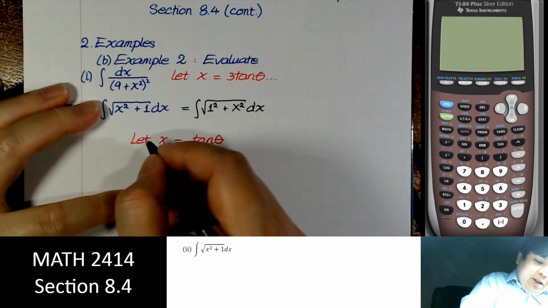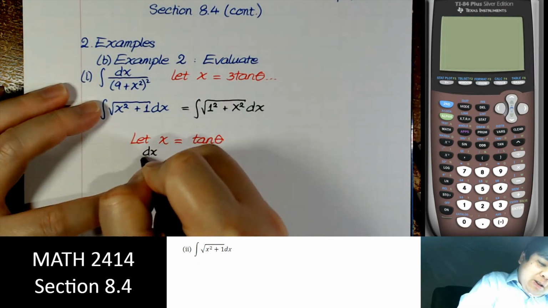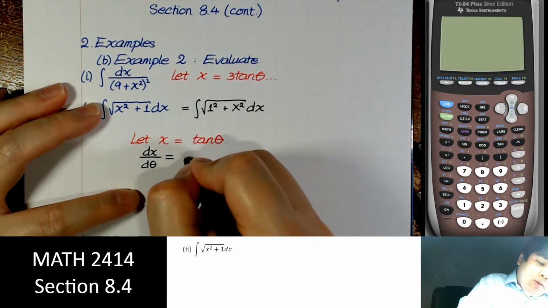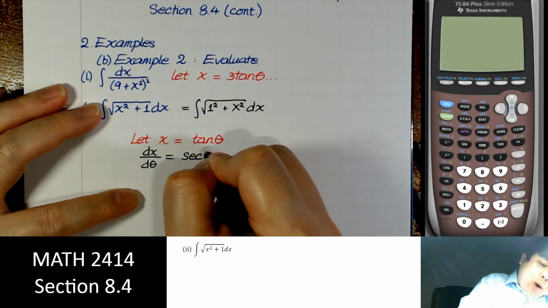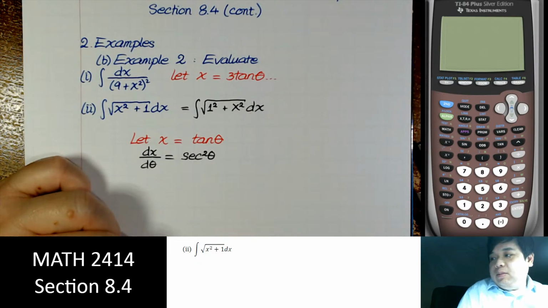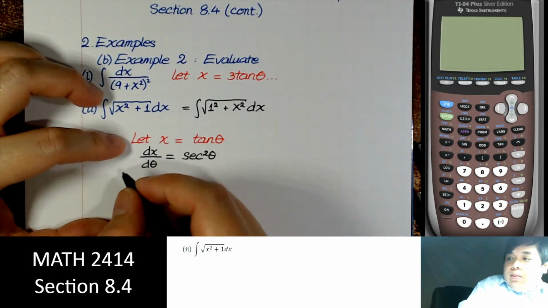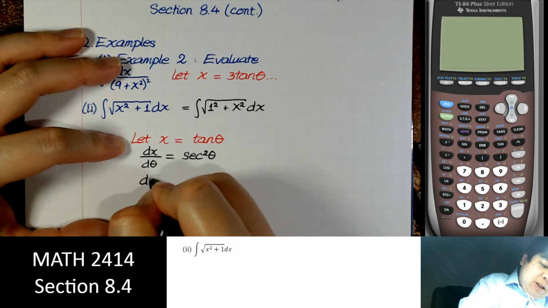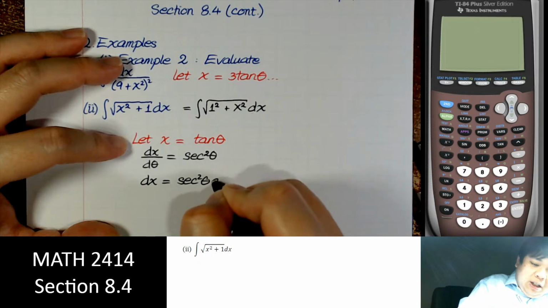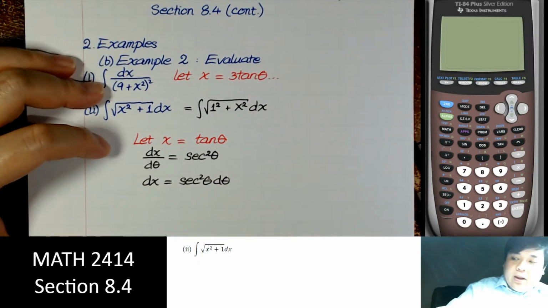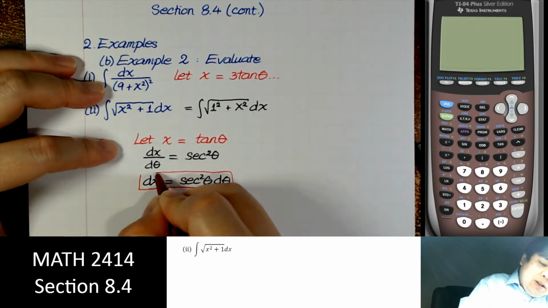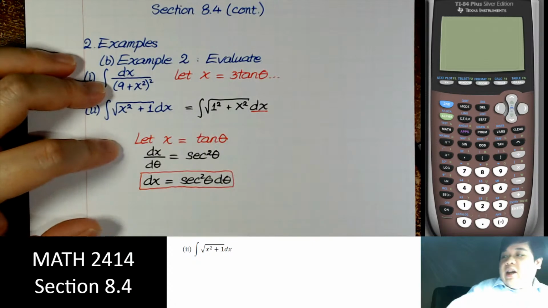So we check the derivative. The derivative of tangent is secant squared, and move the d theta over. We have dx equal to secant squared theta d theta. Right. So we have dx. Let's take care of it.